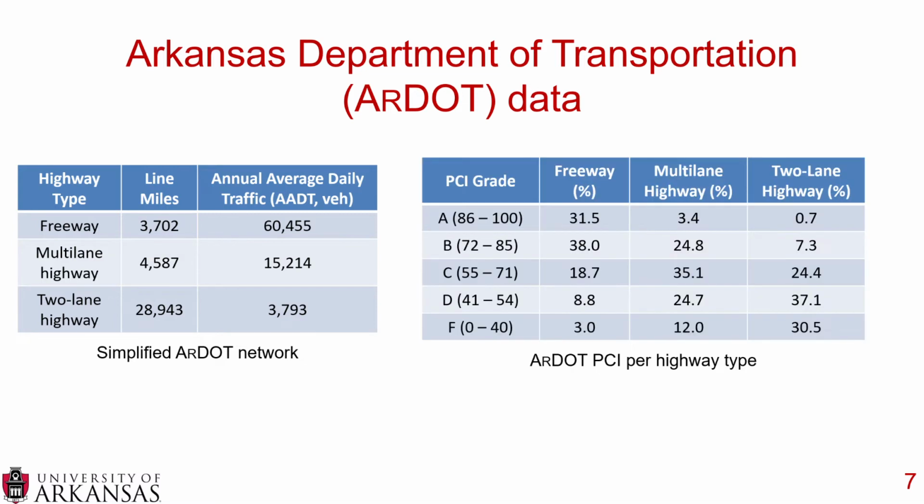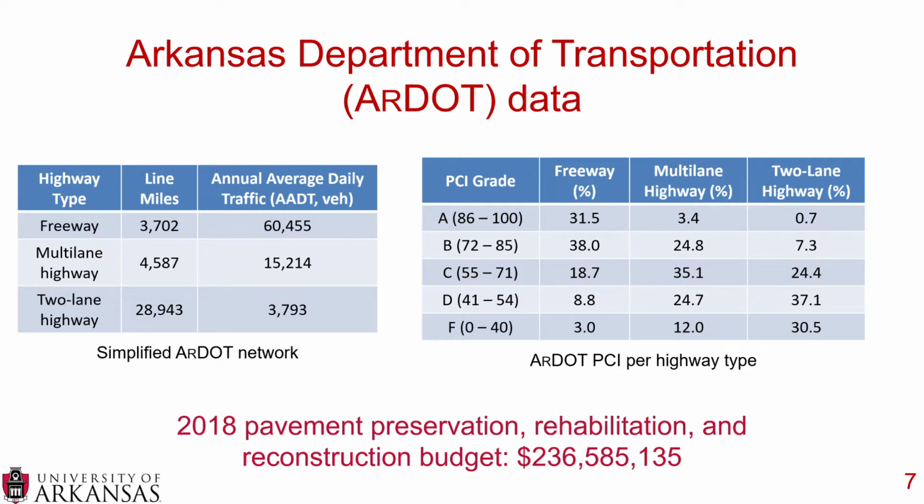And we also mined ARDOT's data for their PCI per highway type. So PCI is Pavement Condition Index, and it's a very nice index. It's A through F. Everyone understands A's are good, F's are bad. And you can see, again, freeways tend to be in very good condition, majority A's and B's. Multi-lane highways is a little more mixed bag. The meat of the network is between B and D. But then 2-lane highways, it's the opposite of freeways. So the largest amount of lane miles is in the worst condition, and it has the least amount of traffic. And this is all 2018 data.